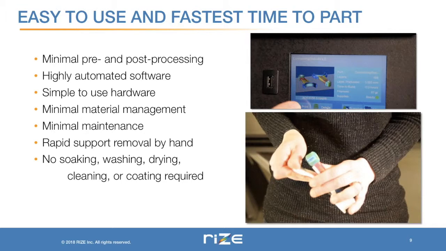Because the support comes off so easily, you don't have to worry about soaking or washing or drying or cleaning or coating or anything else like that. There are a few things that you can do in post-processing to get special effects out of the part, but those are typically not necessary, and generally all it takes is a few minutes or even a few seconds to have a part ready to go after it comes out of the printer.